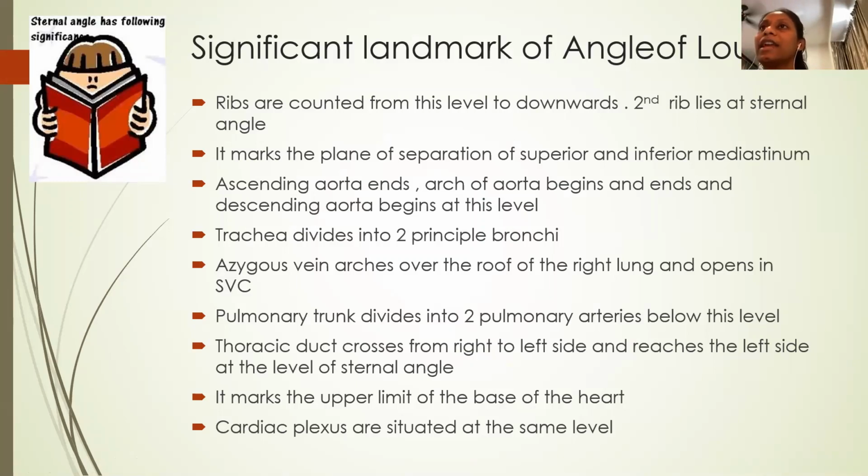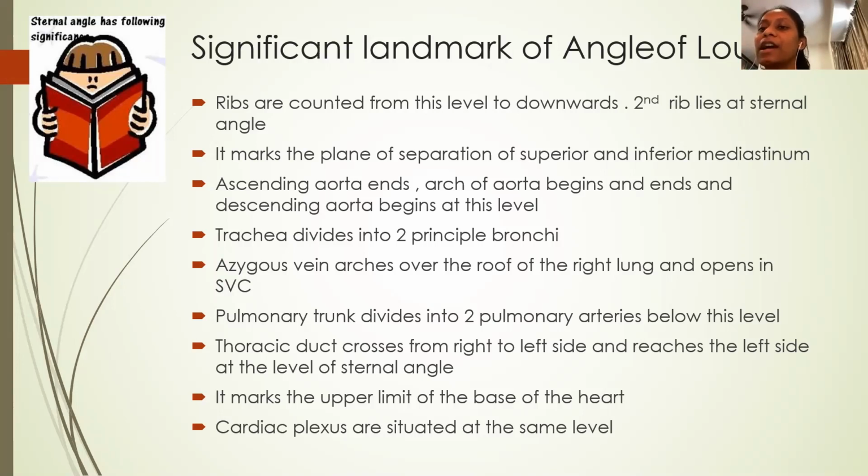And this is where the ascending aorta ends. It is the beginning of the aortic arch. The aortic arch begins and also ends here, and it's the beginning of the descending aorta. And at this level is also where the trachea divides into two principal bronchi. The azygos vein arches over the root of the right lung and opens into the superior vena cava. The pulmonary trunk divides into two pulmonary arteries below this level.